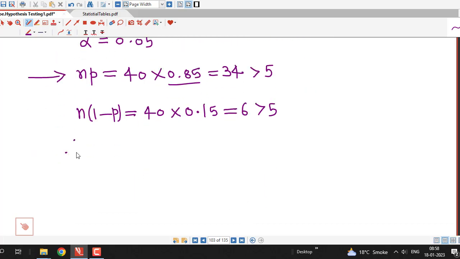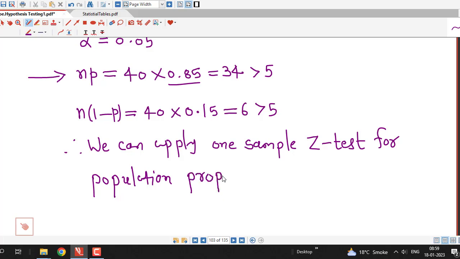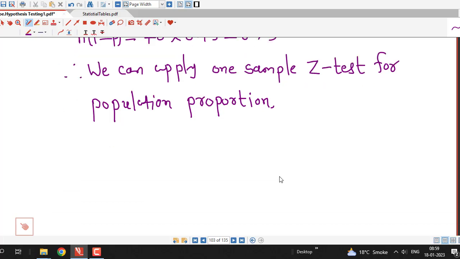Therefore we can apply one sample Z test for population proportion. So we should check this so that we are clear whether this test is applicable or not.